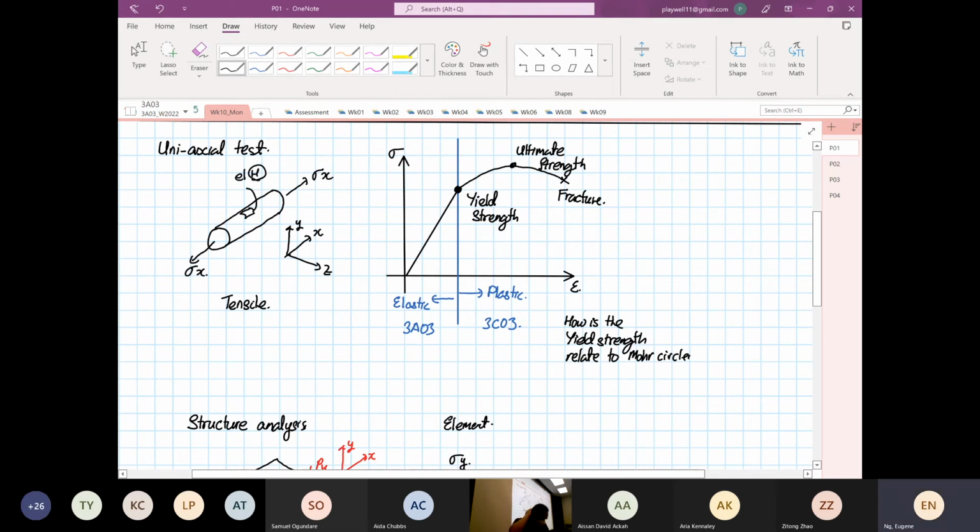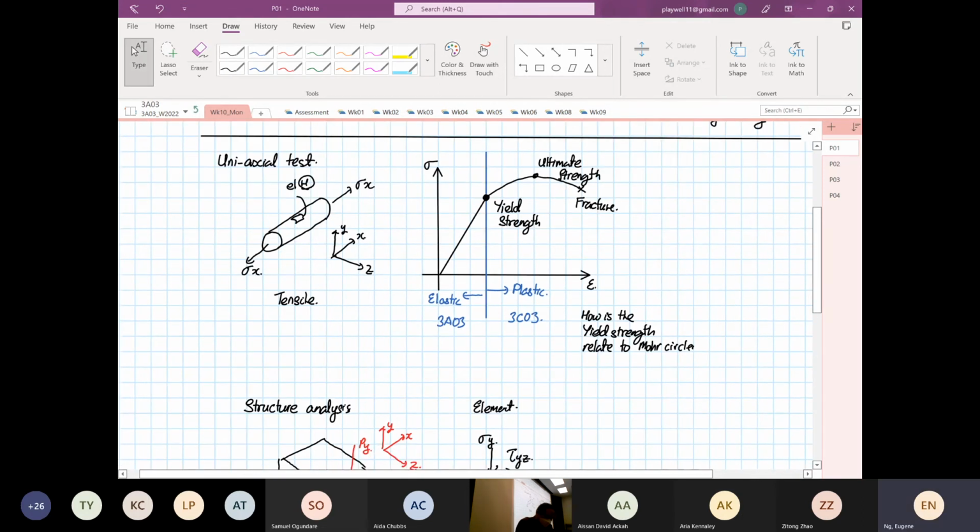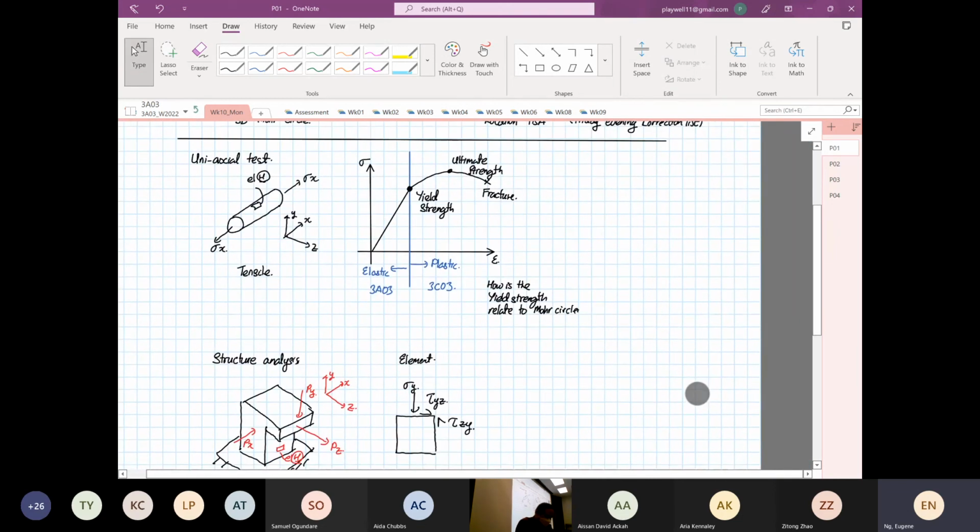Our element H is here. Okay. Now I'm going to ask you a question. If you look at the two elements, are they loaded the same way? Yes or no?